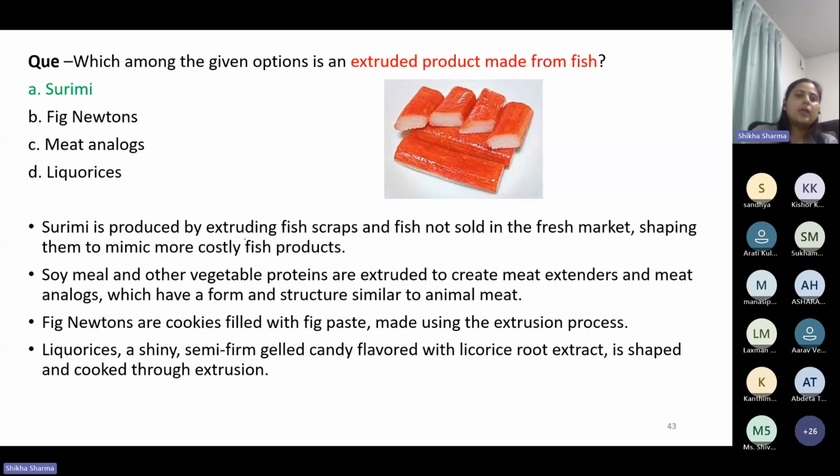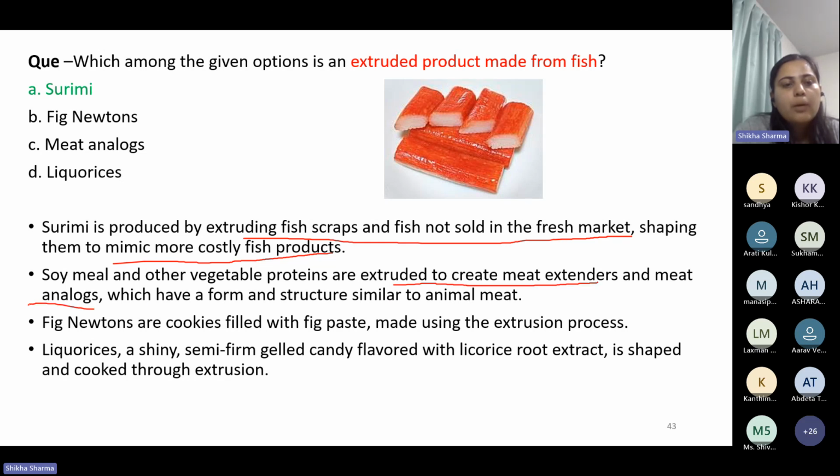So it is actually the extruded fish scraps and fish which are not sold in the fresh market. They usually are made to mimic the costly fishes. And sometimes we use soya meals and other vegetable proteins to make the meat extenders or meat analogs.